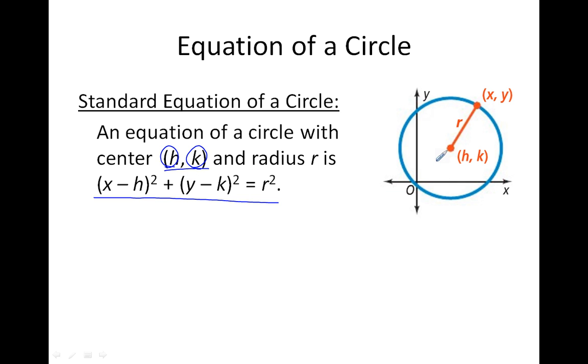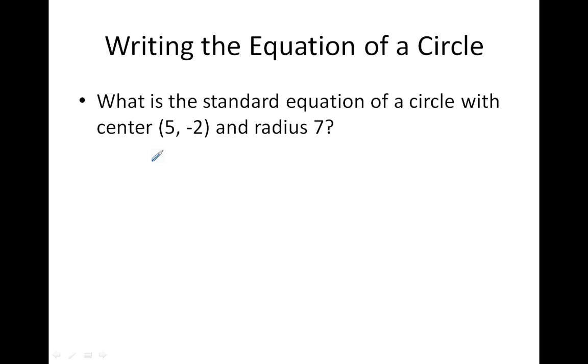And that helps us identify where the circle center is and how far around it's going to go based on the radius. Looks complicated, but it's actually pretty easy. So we want the standard equation of a circle with a center at (5, -2) and a radius of 7. So we're going to start with our standard equation, and I suggest that you write this each time because it'll help you remember it. x minus h quantity squared plus y minus k quantity squared equals r squared, and then we simply plug in the numbers.